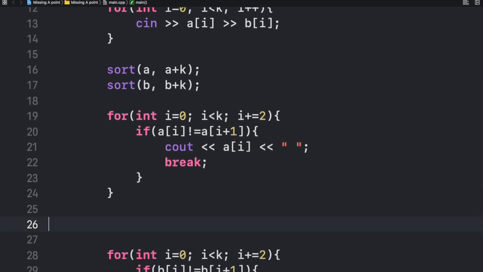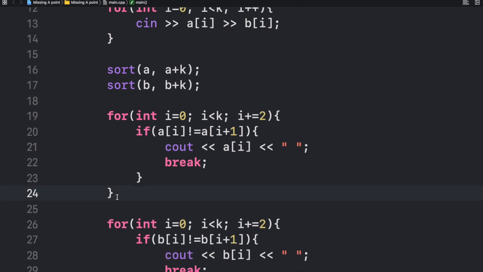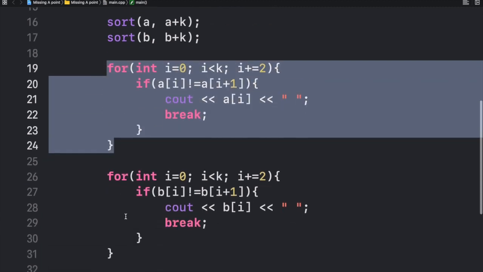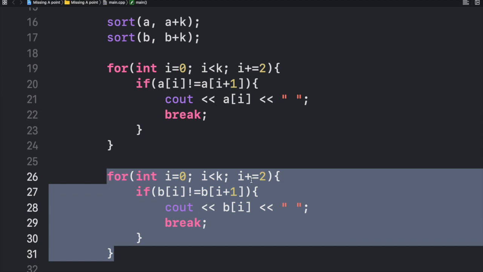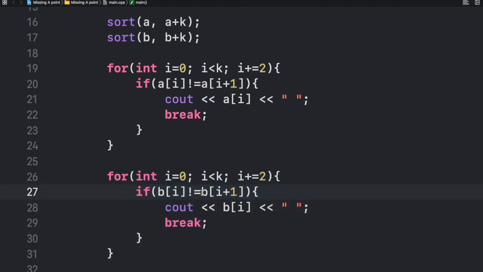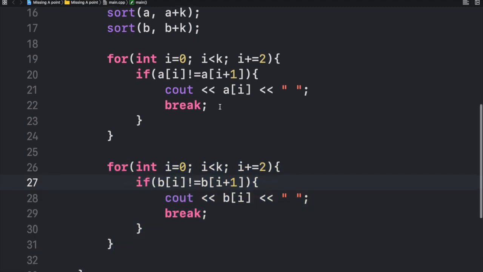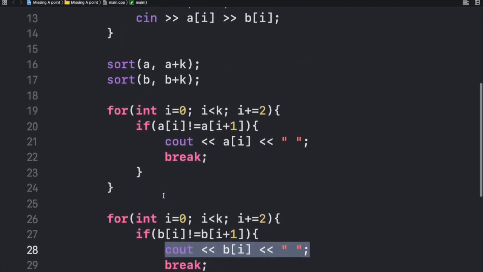Now, what we're basically going to do is copy and paste this code and run the exact same thing, except flip it around for the y-coordinates. So instead of if a at position i is unequal to a at position i plus 1, we'll do b at position i is unequal to b at position i plus 1, and then we can easily just print out the x and y coordinate. Then we are done with the code.